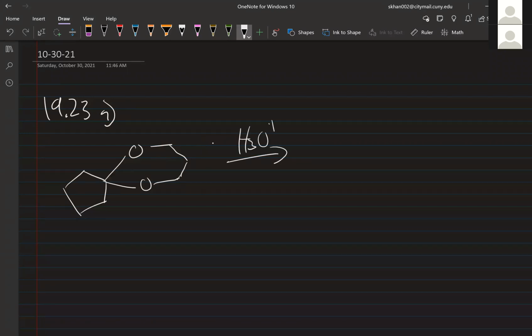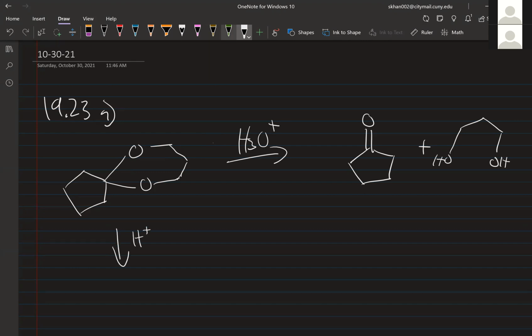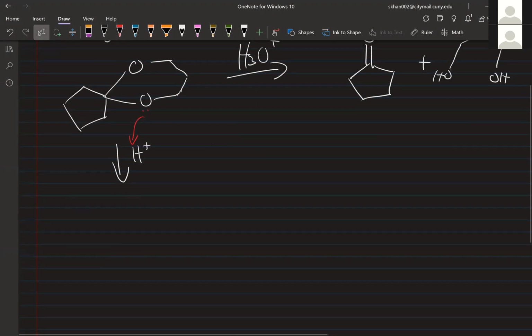Okay, so we did this last week where we got the products. I'll just draw the product here, which is this plus the diol here. So in terms of its mechanism, it's pretty straightforward. You can really just start with one of these OR groups and just start with protonating them, right? So it's H plus. It's going to get protonated.